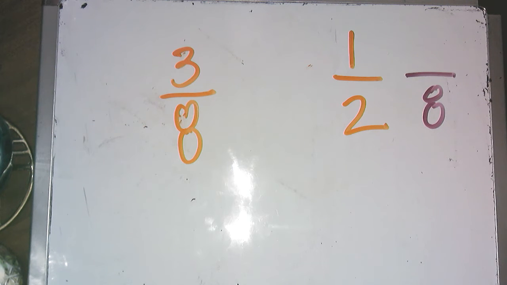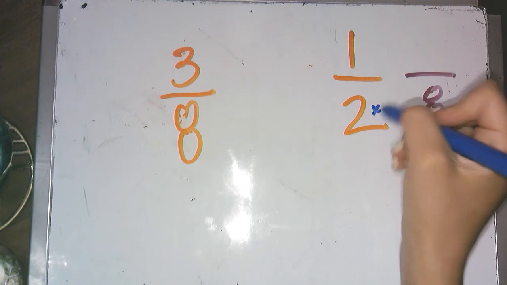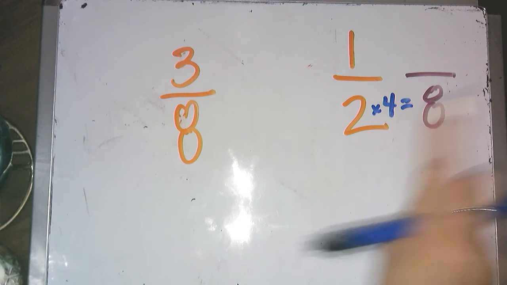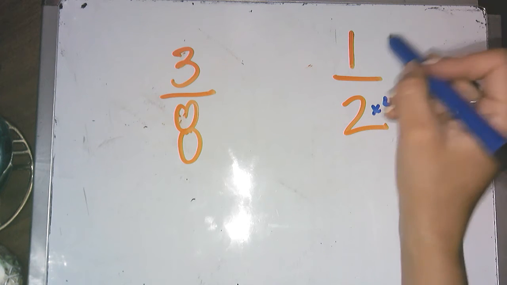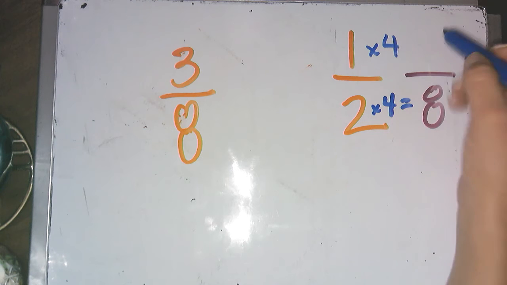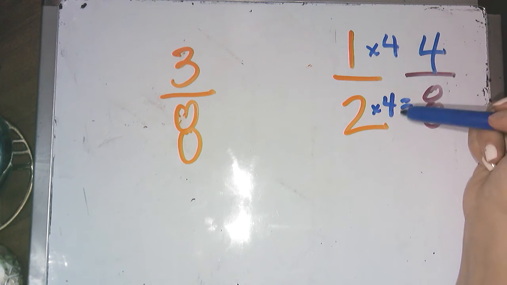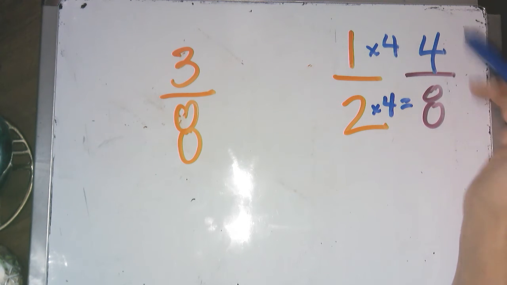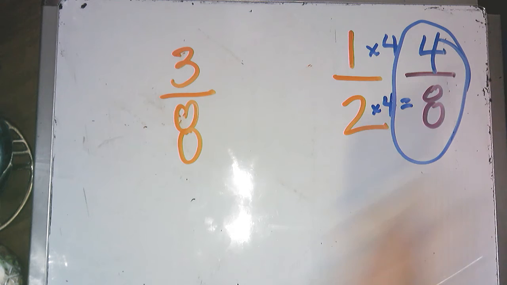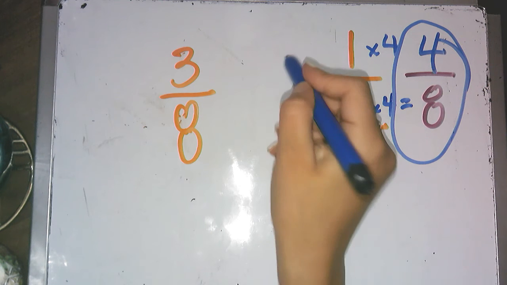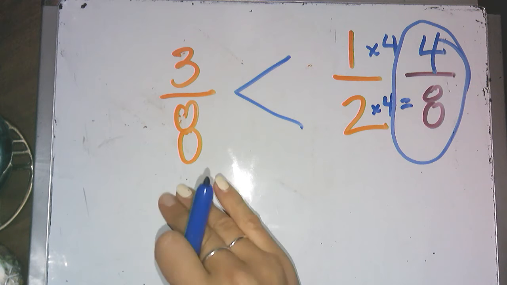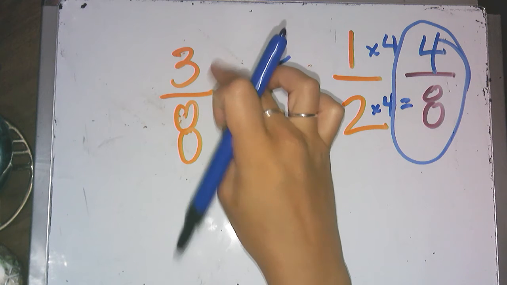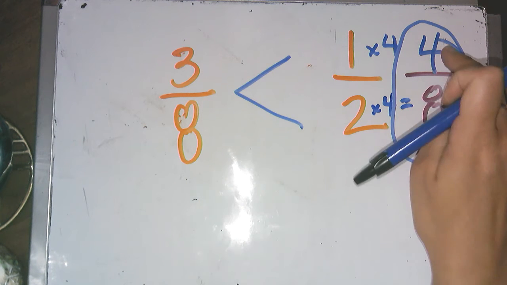And what I can do is 2 times 4 equals 8. So whatever you do to your denominator, you must also do to your numerator. So times 4. So 1/2 is the same as 4/8. So now when I look at my equivalent fractions, 3/8 and 4/8, I know 4/8 or 1/2 is bigger than 3/8. So I would say 3/8 is less than 4/8.